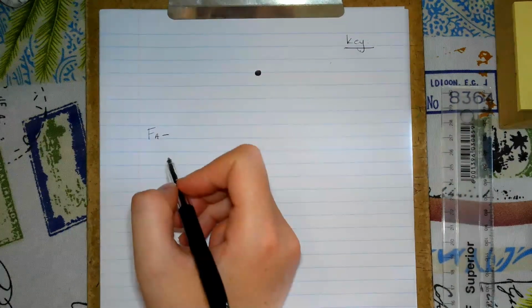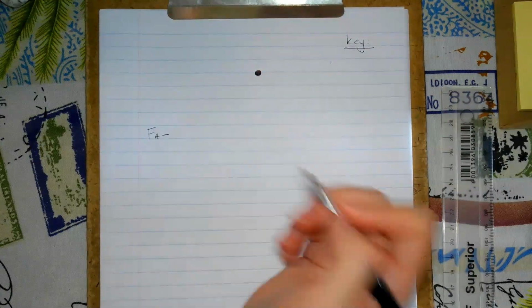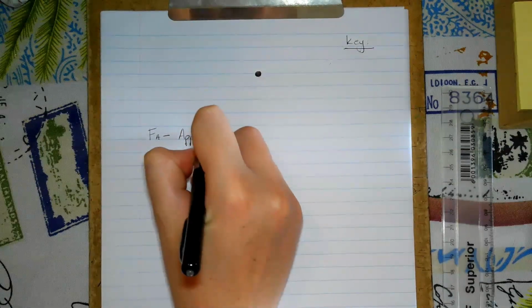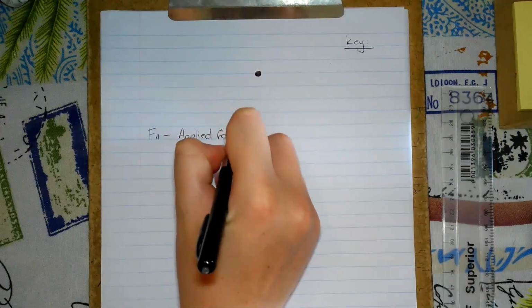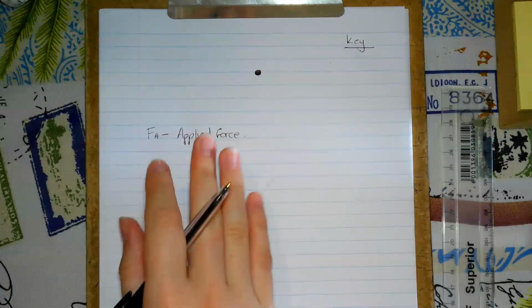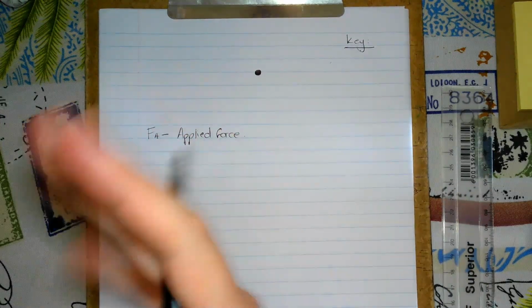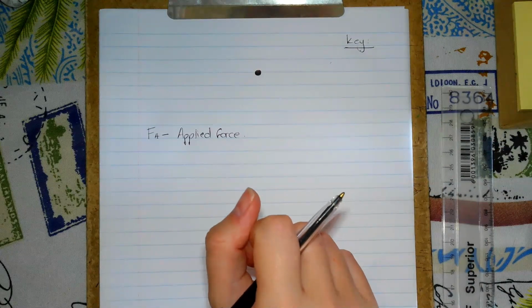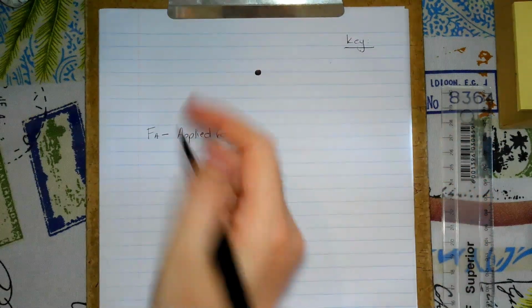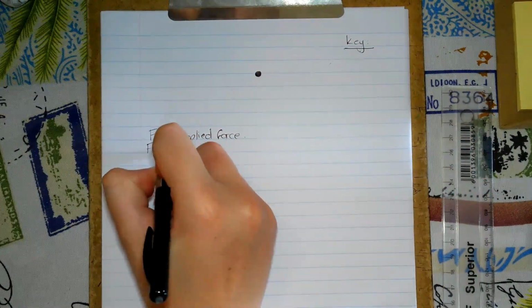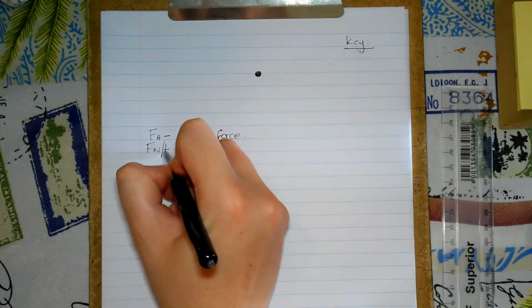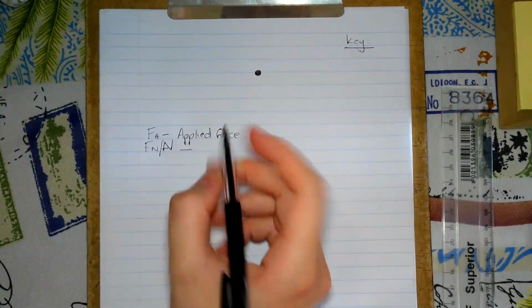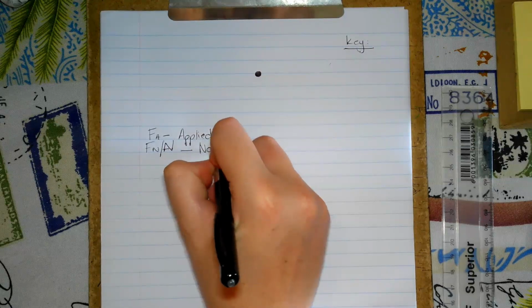Okay, so back to the forces. I've decided to start with Fa, and Fa is an applied force. An applied force is a push or pull, so it's you physically pushing something, pulling something, whatever the case may be. That is an applied force. Then we get Fn, or actually you can label it just N. So Fn or N, this is a normal force.